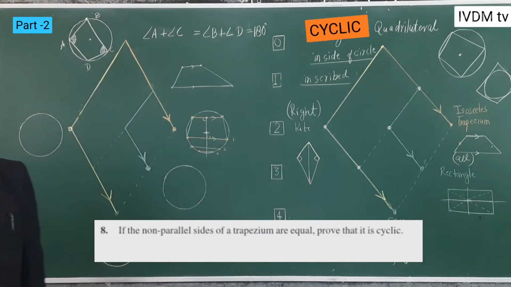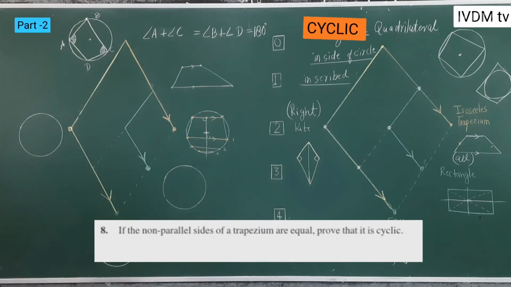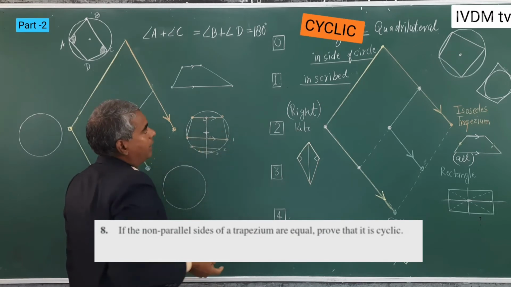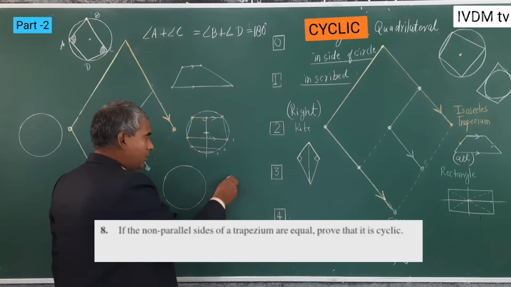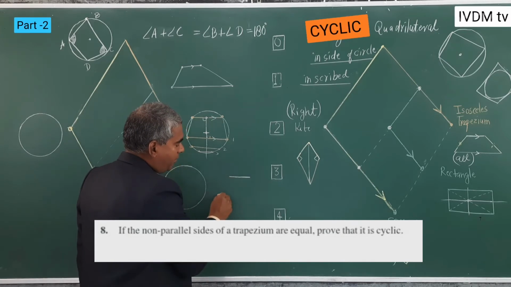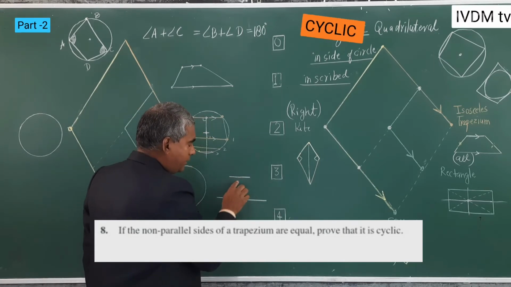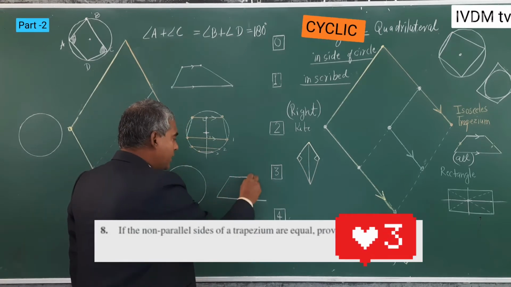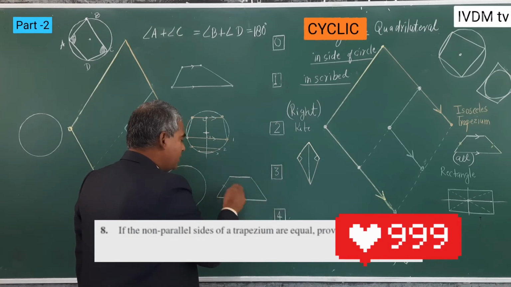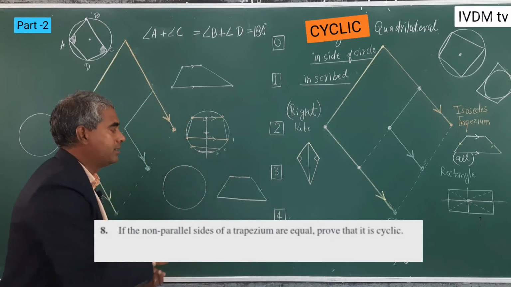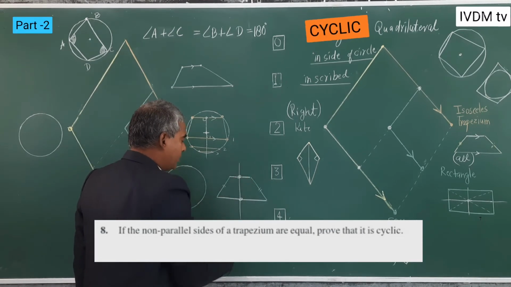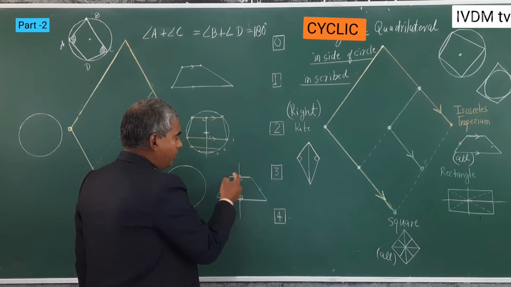So question number 8. If the non-parallel sides of a trapezium are equal, prove that it is cyclic. All isosceles trapeziums are cyclic quadrilaterals. Why does it happen? Because these are the parallel sides and these are the equal ones. If these are equal, what happens? A miracle happens. If you take the midpoint and join it, both will be 90 degrees, perpendicular, because of the parallel sides.